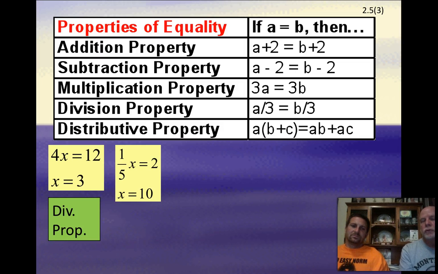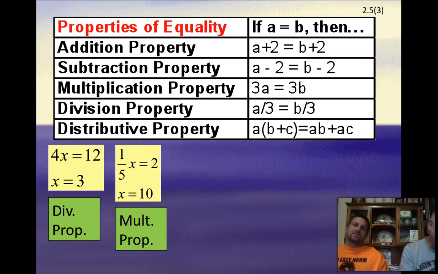So again, what would you do to solve it? What would you do to the opposite of that? The opposite would be to multiply by 5. And so this is going to be the multiplication property. If I multiply both sides of that by 5, the 5's cancel on this side. 5 times 2 on the other side is what gives us the 10. And so that one ends up being the multiplication property, okay, not division. So make sure that you see that, okay?